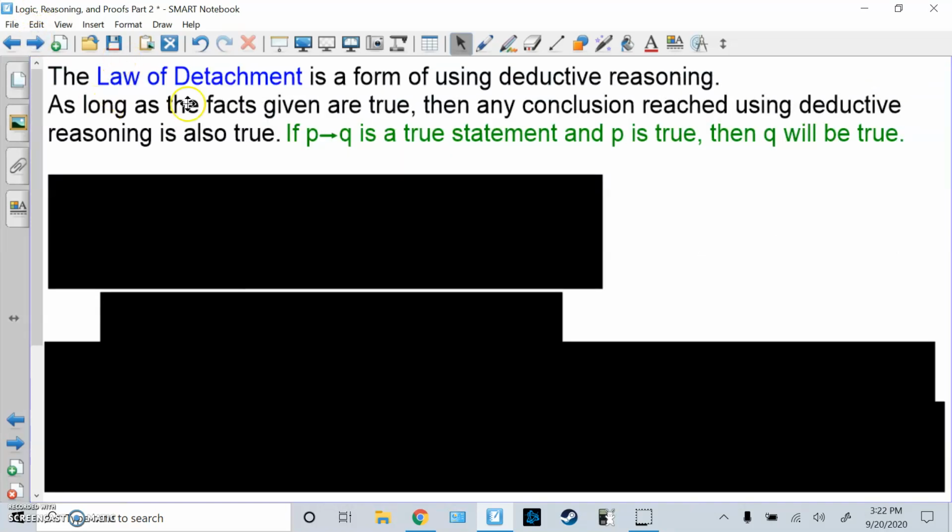So the law of detachment is a form of using deductive reasoning. As long as the facts given are true, then any conclusion reached using deductive reasoning is also true. So if P implies Q is a true statement, and P is true, then Q will also be true.